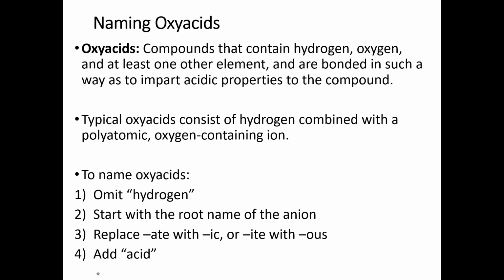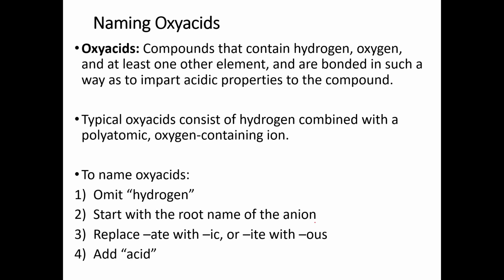Now, when we're naming acids that have oxygen as part of the acid, so compounds that contain hydrogen, oxygen, and at least one other element, but they're bonded in a way that we have an acidic compound, a lot of times these are actually hydrogen combined with a polyatomic ion, and the polyatomic ion just happens to be one of the ones that contains oxygen. When we name oxyacids, we omit the hydrogen.